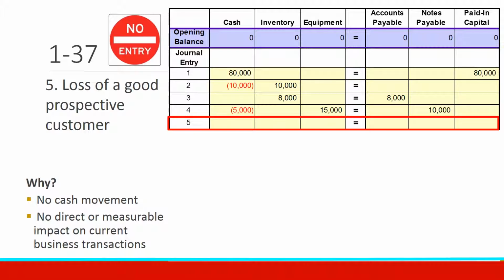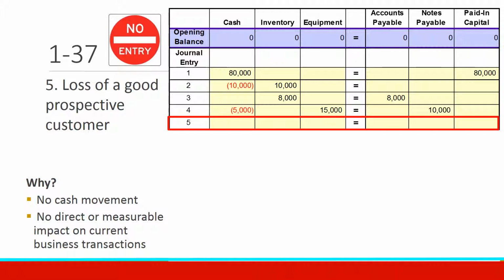In activity number 5, we found out that we have lost the possibility of doing business with a good prospective customer because that customer has decided to discontinue operations. We don't have any ongoing business or current business with this prospective customer. This announcement involves no cash movement, and there's no direct or measurable impact on our current business transactions. So there's no immediate impact on the economic value of our firm that we can measure or assess. Therefore, we are not going to be making a journal entry.